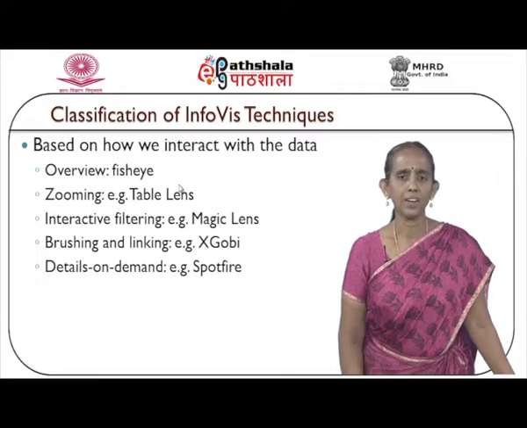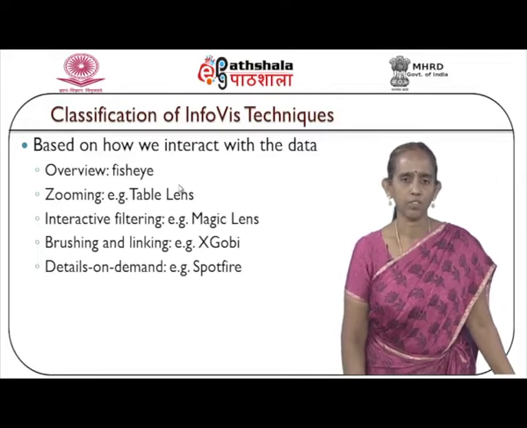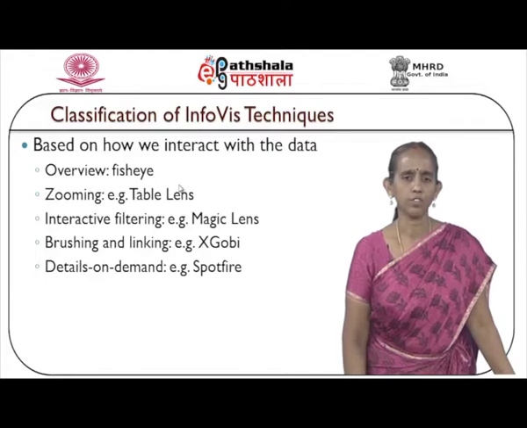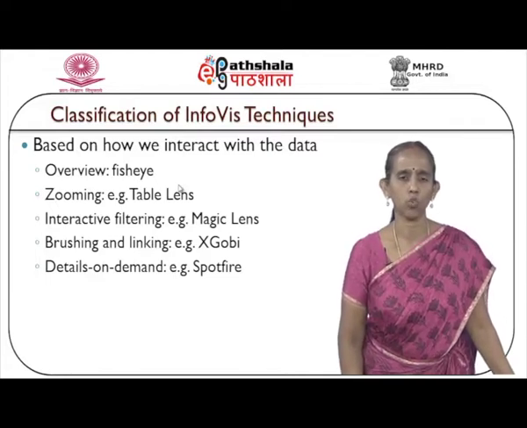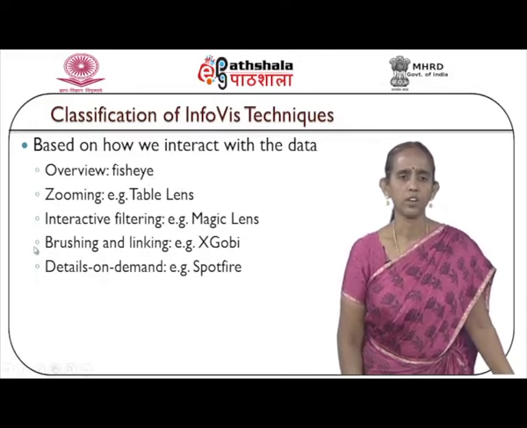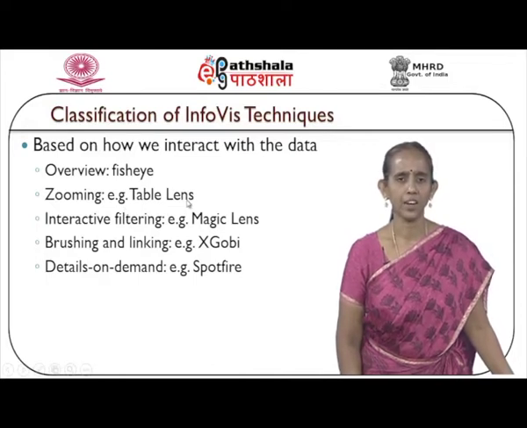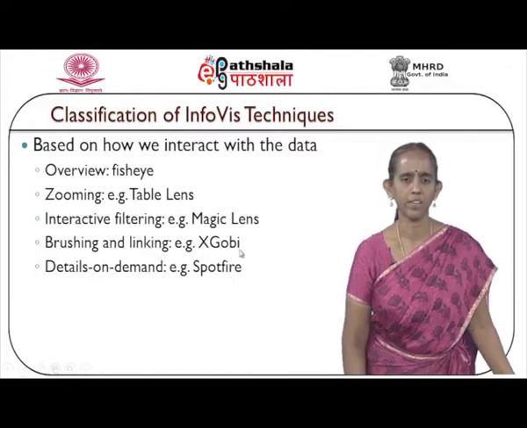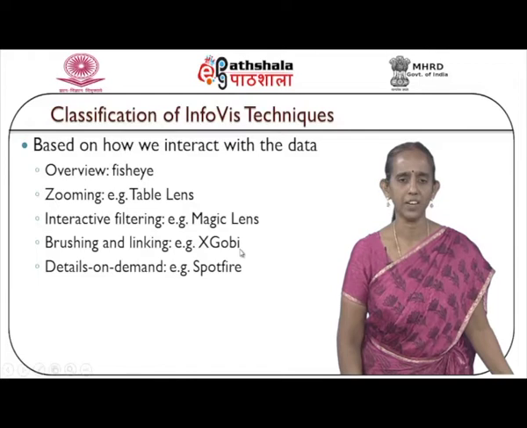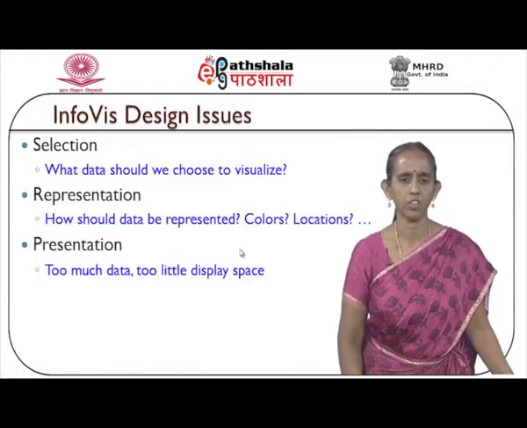Based on how we interact with the data, we can classify the various visualizations. This is a classification of information visualization techniques based on the interaction that the user performs with the data set. Overview is the fisheye kind of data set. For zooming, the example is the table lens. In interactive filtering, we have magic lenses. In brushing and linking, we have XGobi as an example, and for details on demand, the example is Spotfire.